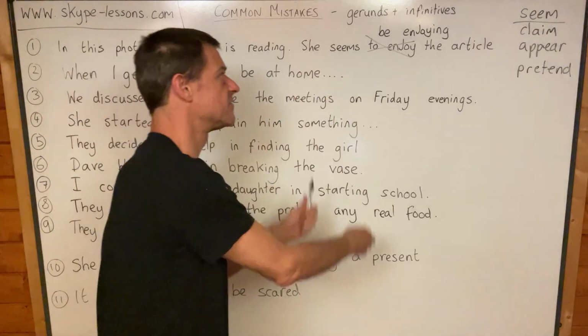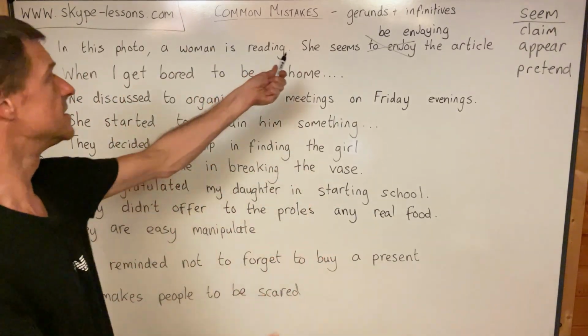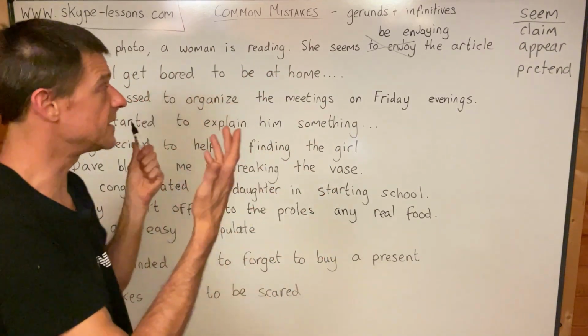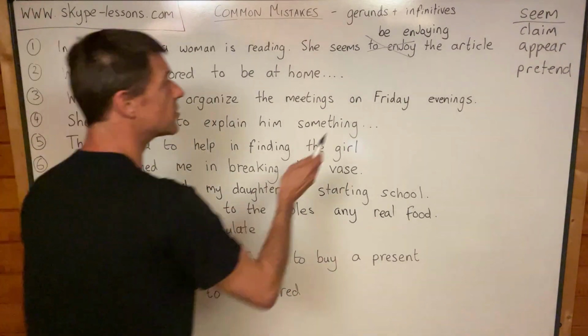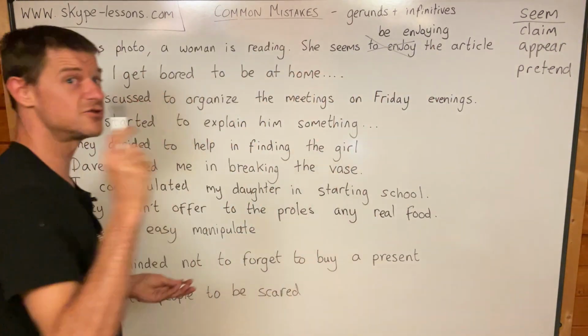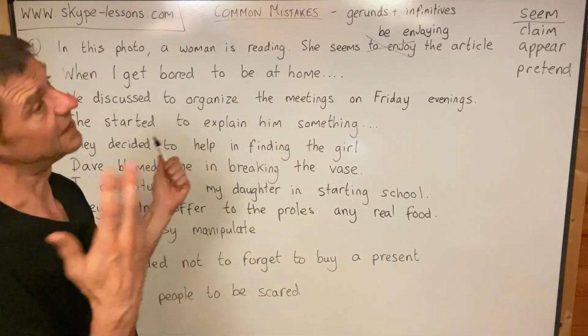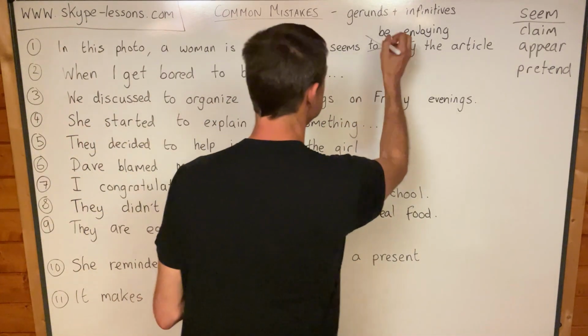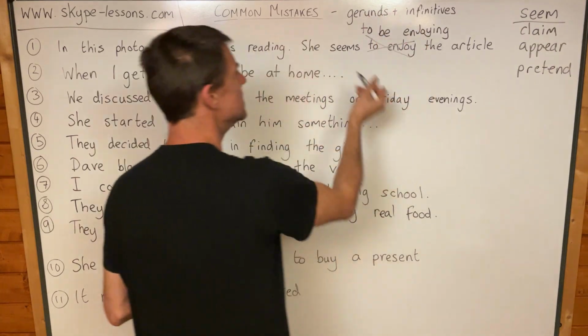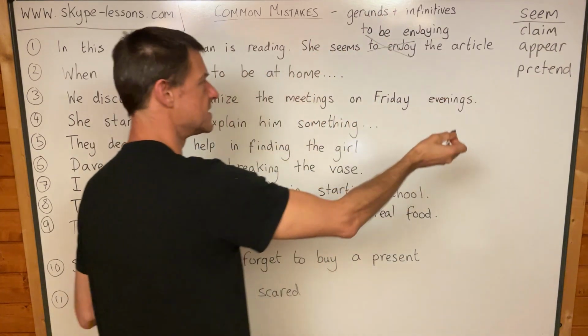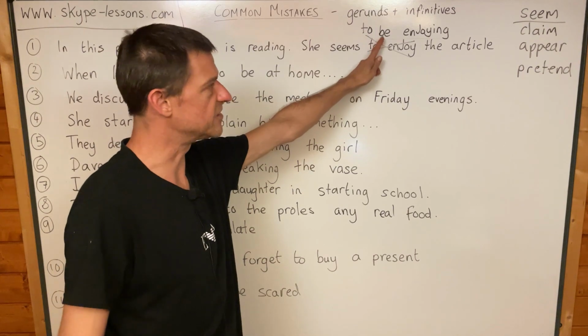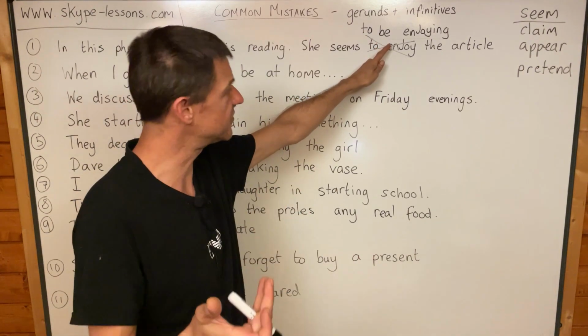If you are describing a photo and you use seem to describe one of the people in the photo, please use a complex form. It's dangerous not to. If you use the simple form, she seems to enjoy, it's a mistake. You've got to say she seems to be enjoying, and it needs a to. She seems to be enjoying the article. That is to plus infinitive in the continuous aspect.